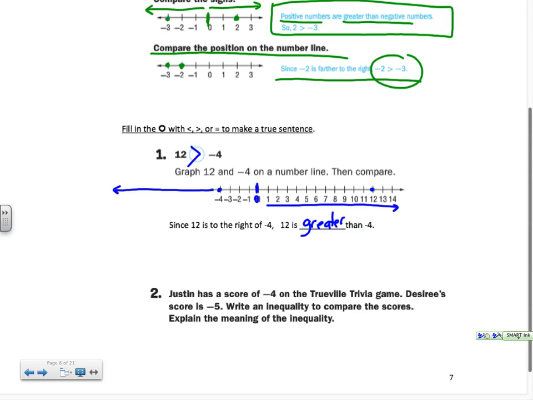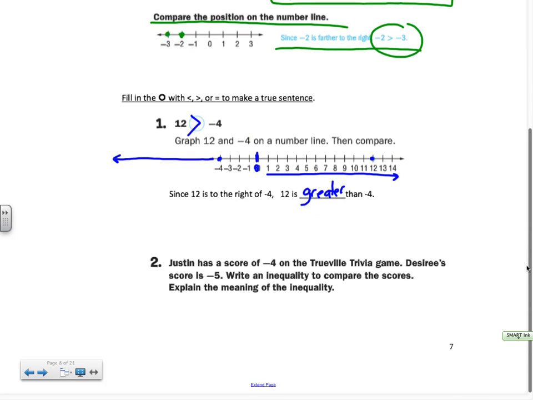Okay, number 2. Justin has a score of negative 4 on the Trueville trivia game. Desiree's score is negative 5. Write an inequality to compare the scores. Explain the meaning of the inequality. Let's remember what an inequality is. An inequality is simply a math sentence, and it's going to contain either a greater than, a less than, or an equal sign. So that's what we need to write.